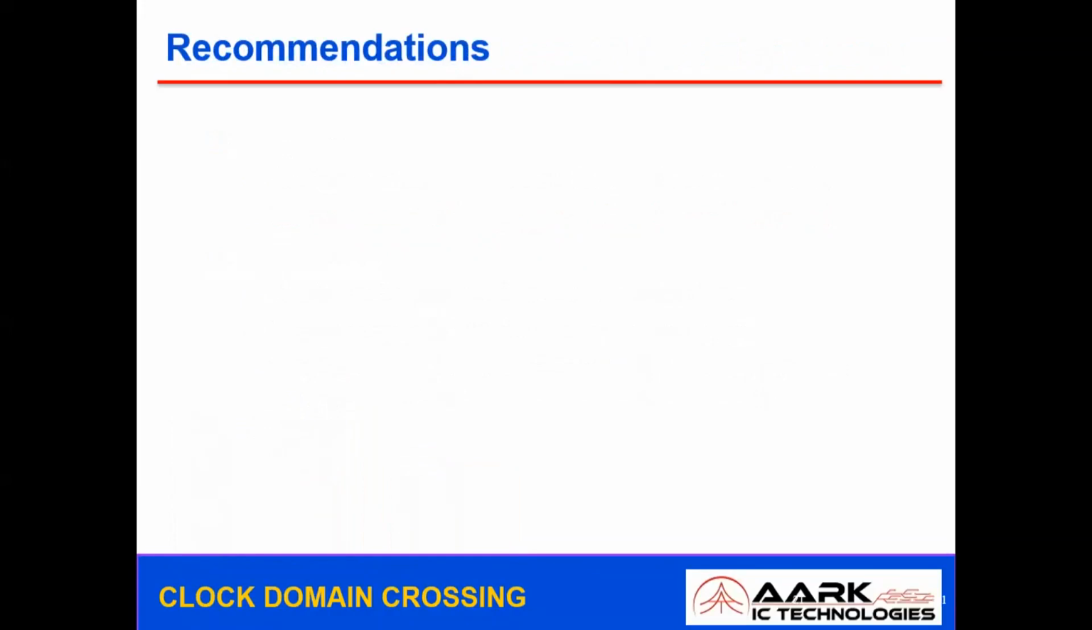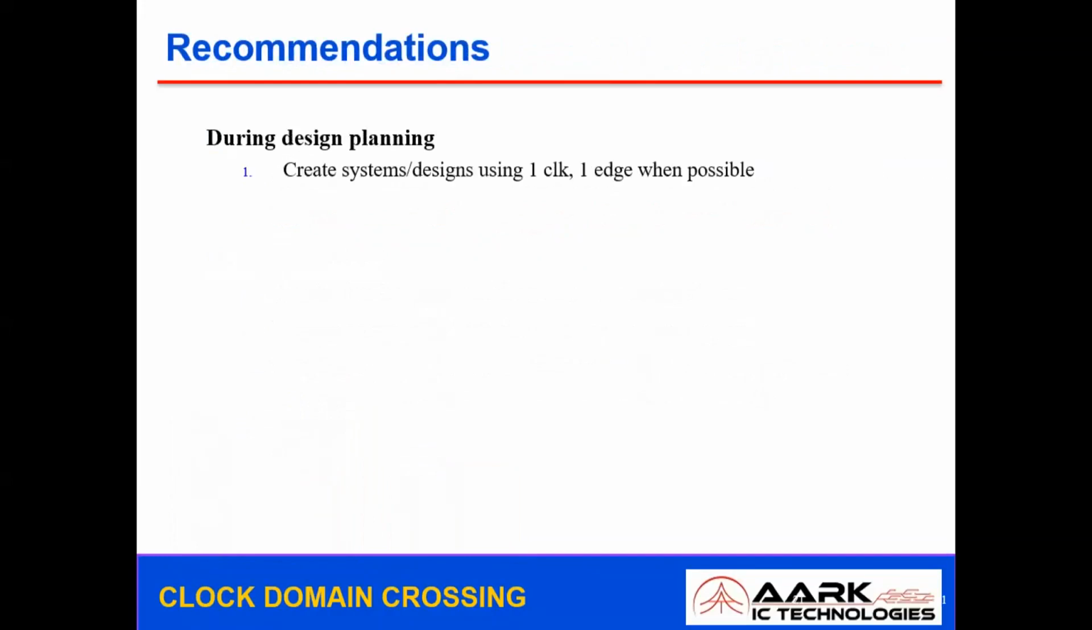So what are the recommendations that we have? During design planning, we need to create systems and designs using one clock and one edge when possible. You cannot simply design systems with multiple clocks; you should always avoid that. Unless it is mandatory, only then should you go for two blocks operating with two different clocks. Otherwise, make sure that all blocks are triggered with the same clock domain.